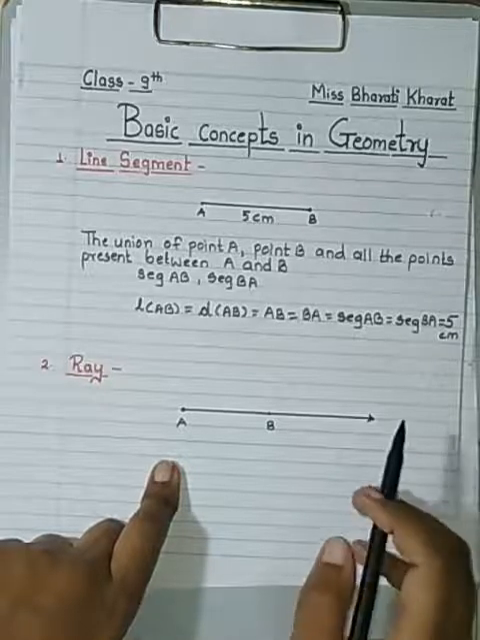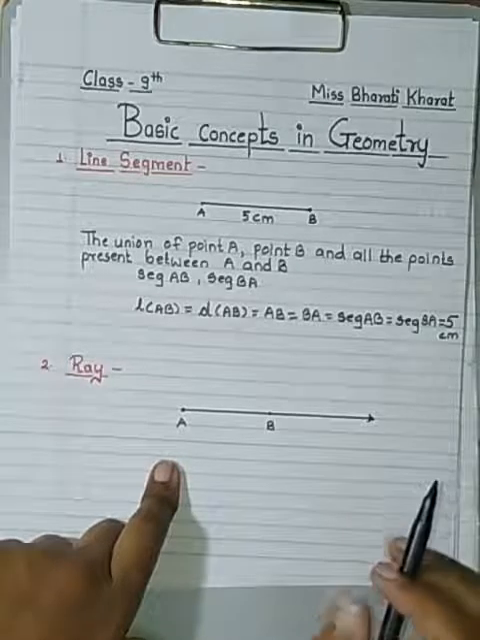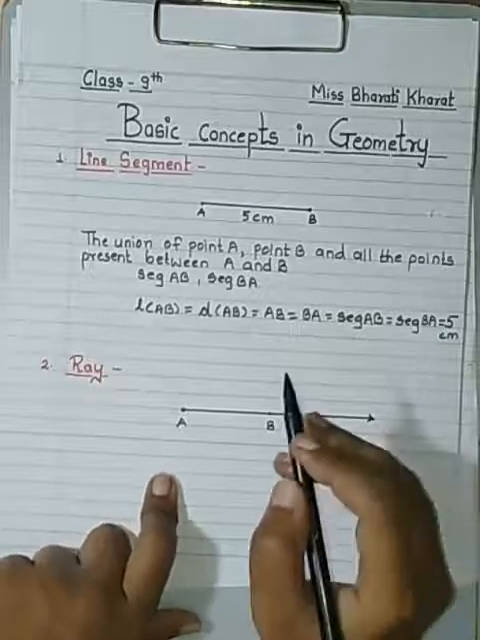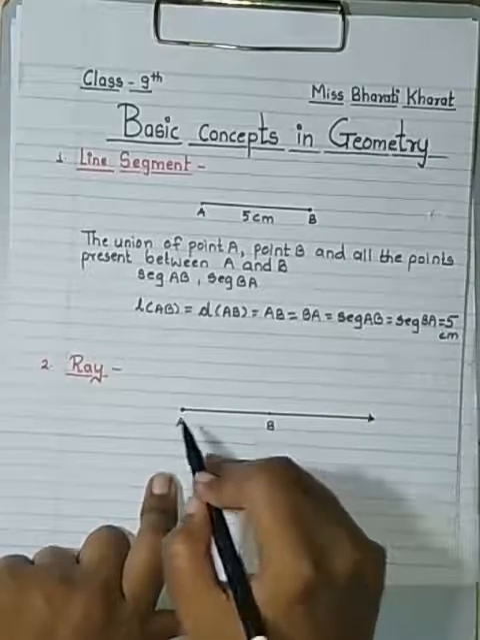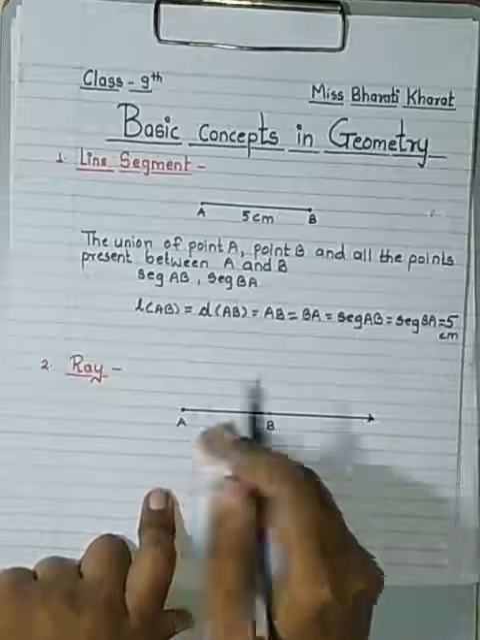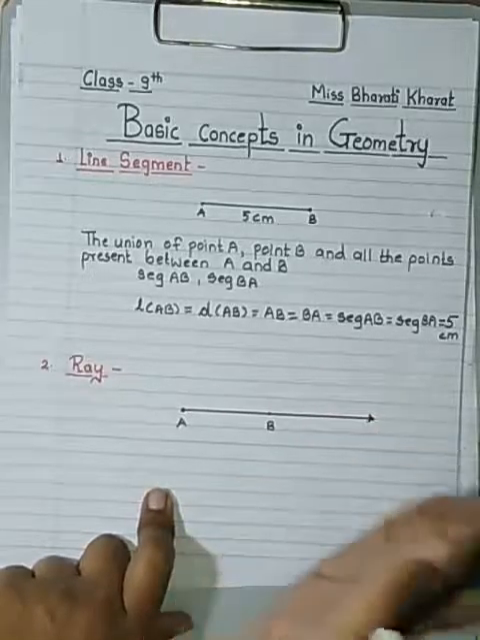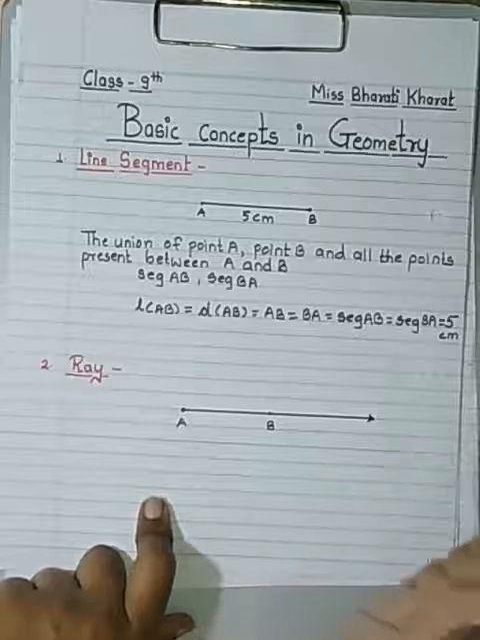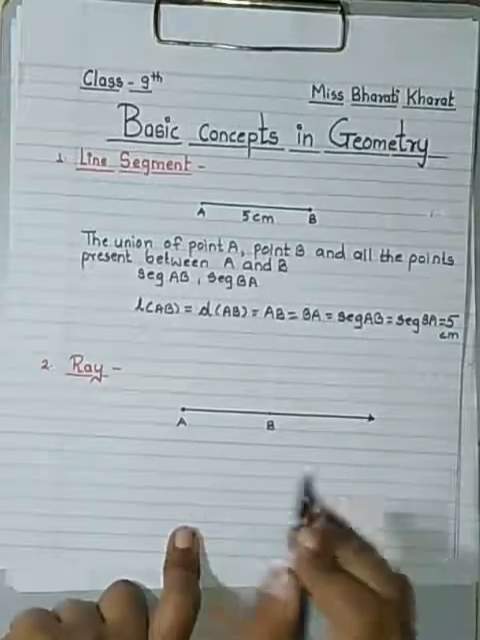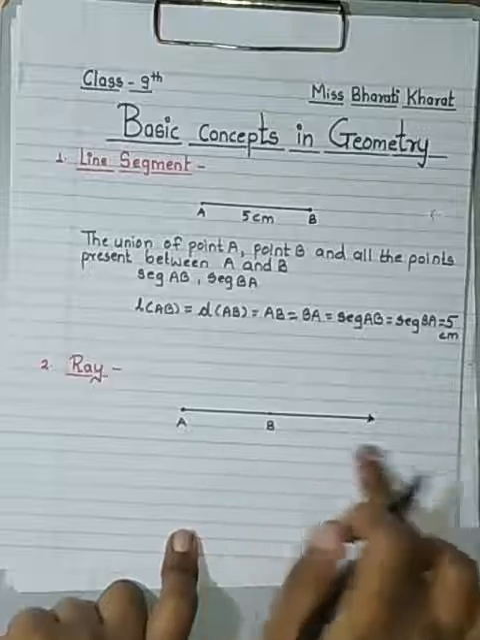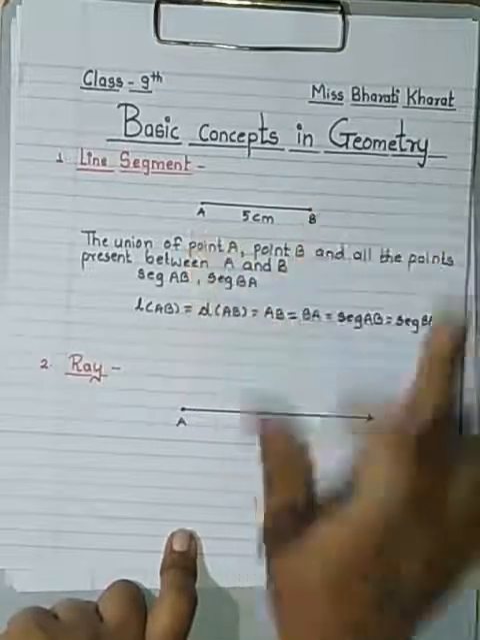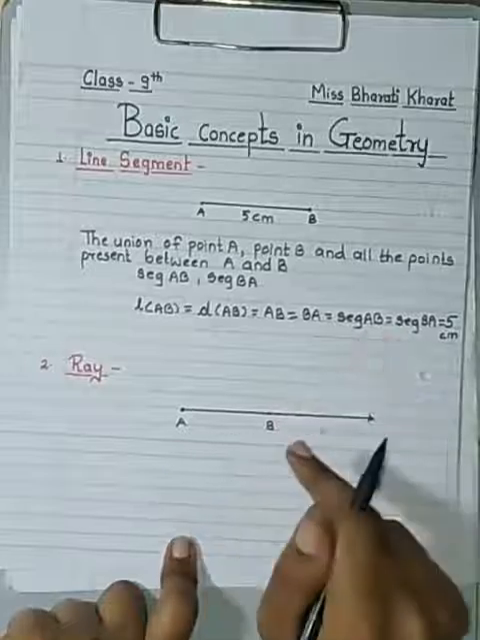Therefore, how can we define it? A ray is a part of a line. It has one end point. We call it the initial point or a starting point. It goes infinitely in one direction. And keep in mind that we cannot measure the length of a ray. We can measure the length of a line segment, but we cannot measure the length of a ray.